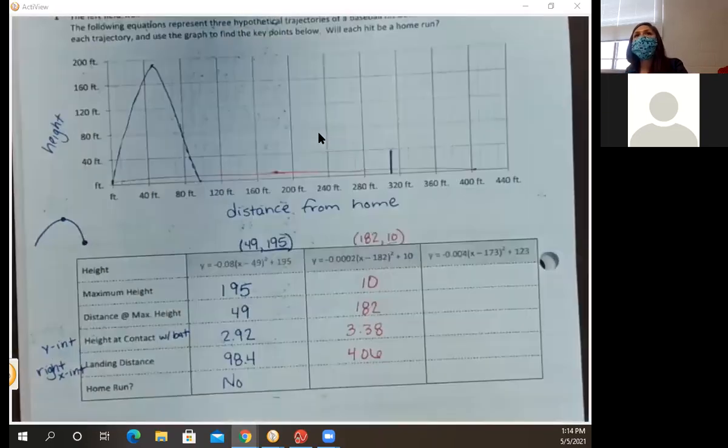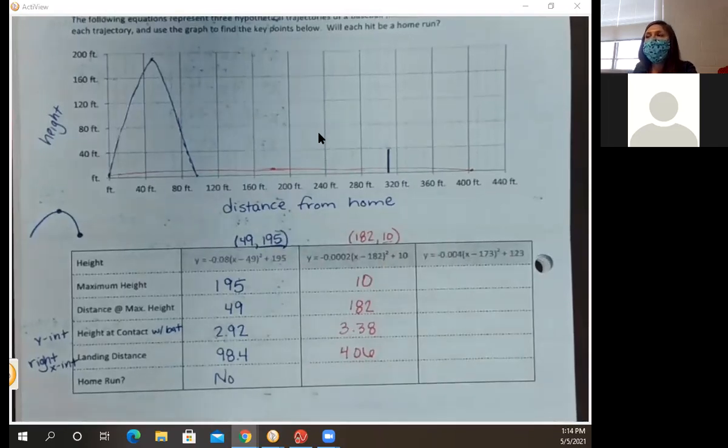There we go. There's that second hit. So it only makes it at most 10 feet off the ground. Question? How'd I do what?